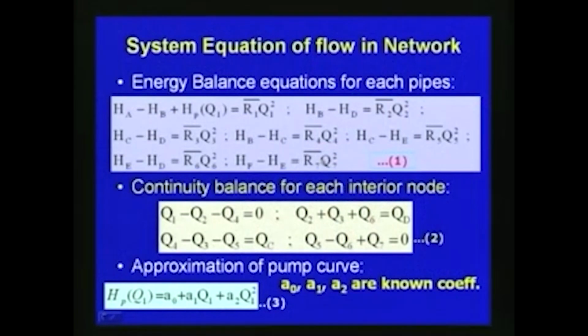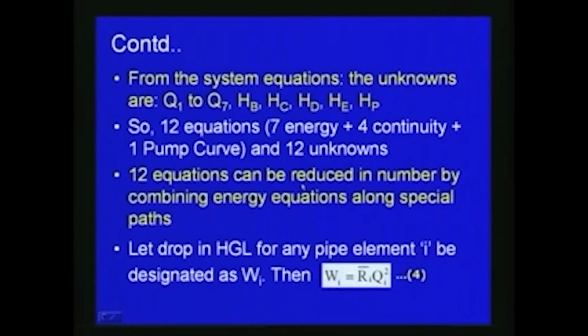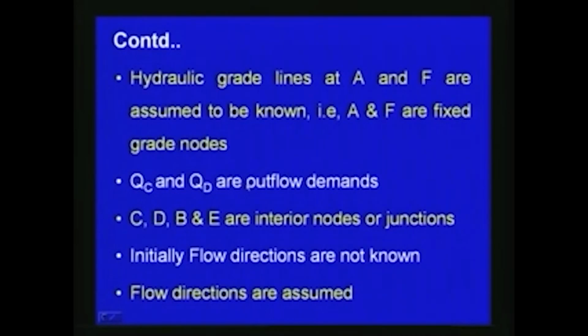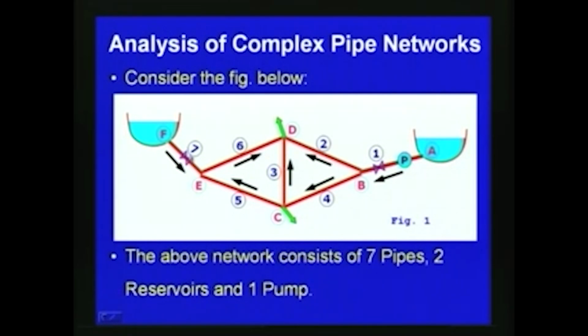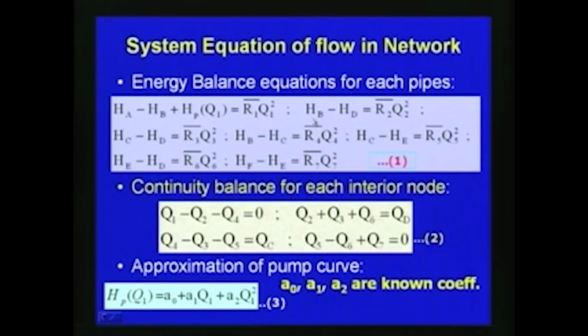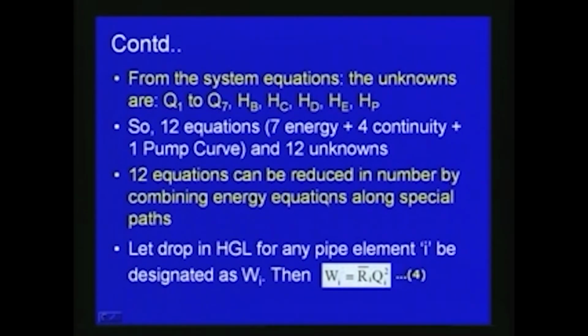Now, since you can see that these equations are combined with respect to the discharge and heads, we will try to reduce these equations in number by combining the energy equations along special paths. Here we can see that different paths can be written like this or like this. So, along different paths we will combine the energy equations such that we can reduce the number of equations and correspondingly the number of unknowns also.